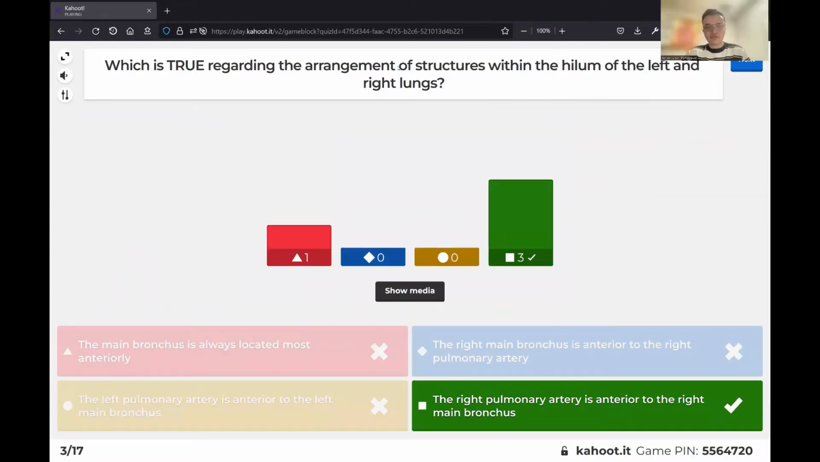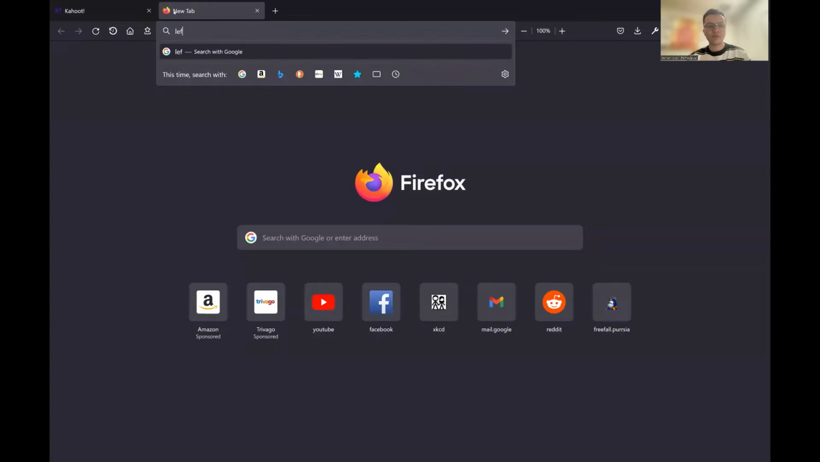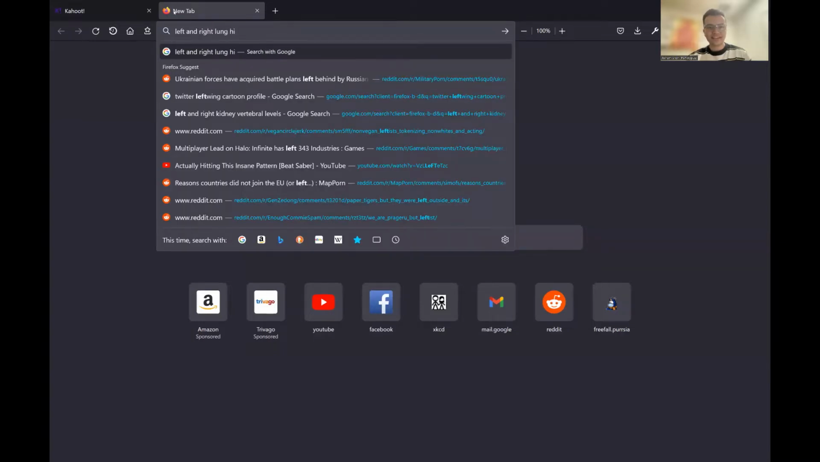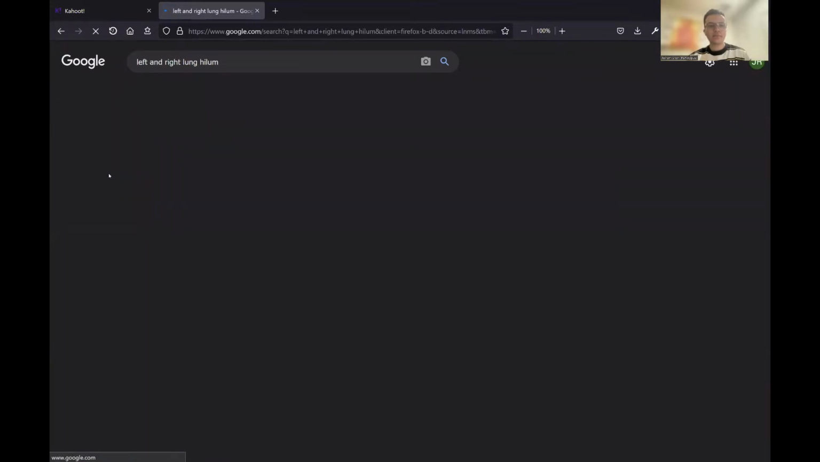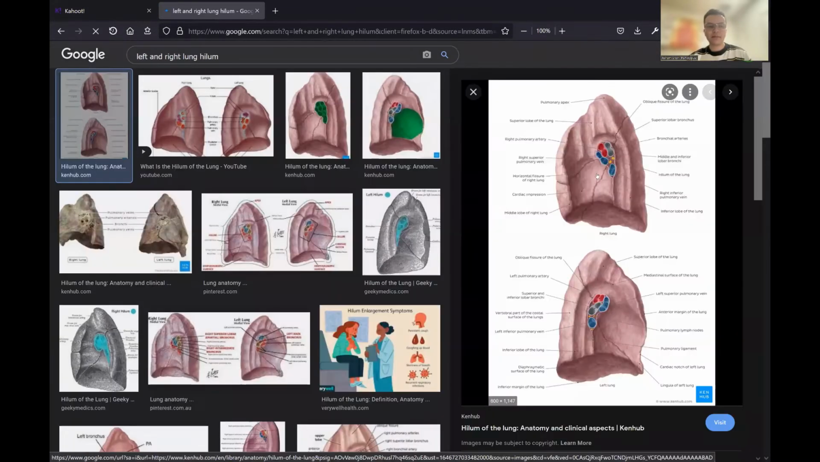Yeah, amazing. So majority of people chose the correct answer, which is really reassuring. I realize I probably should have put a picture in here just to contextualize what I'm saying. But I think if you just search up hilum structures, left versus right lung on your internet right now, you would probably be able to see a really good image that shows how the pulmonary artery, the pulmonary veins, and the main bronchi are arranged.